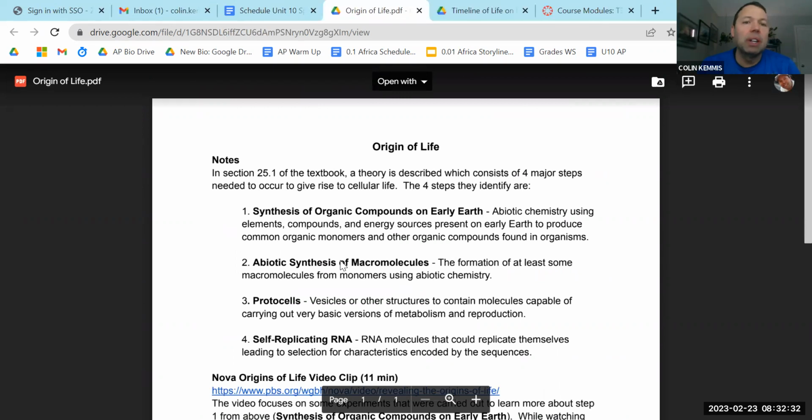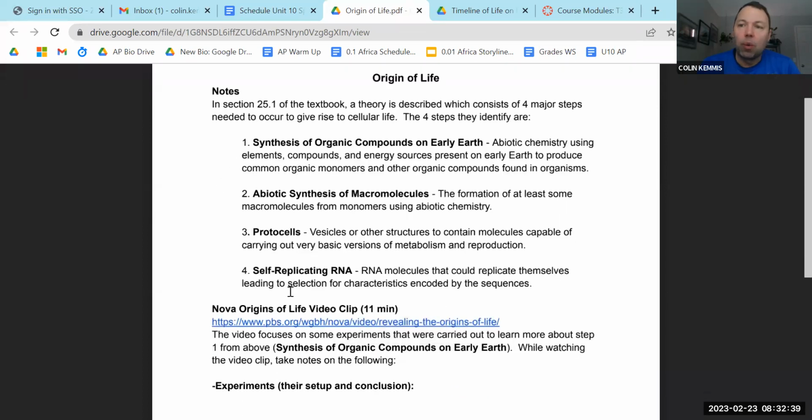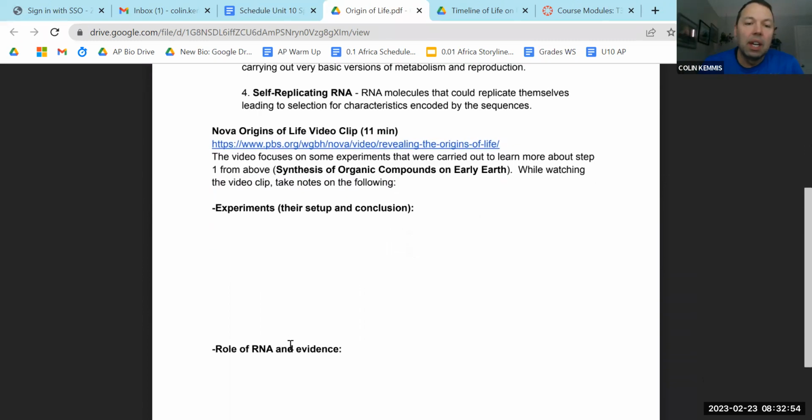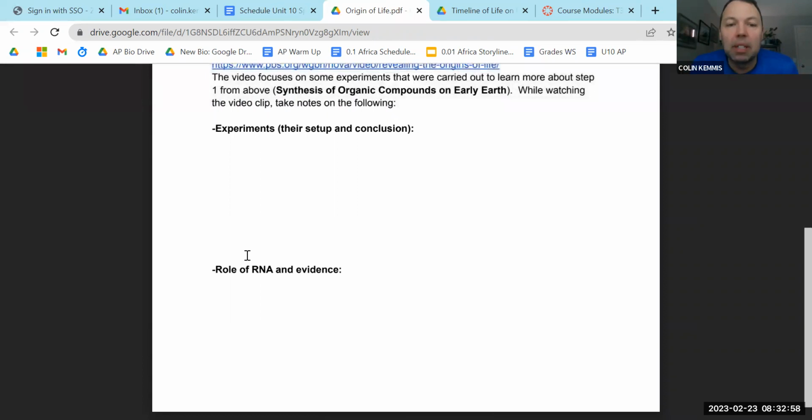The second one is a little bit shorter. You can look at chapter 25 in the book, 25.1. It talks about the four key ingredients for life to start. Cells, satellites, ancient bacteria. There's a little video that talks about those different steps of the theory for life starting. And then here you could take really good notes on the Miller-Urey experiment and the role.